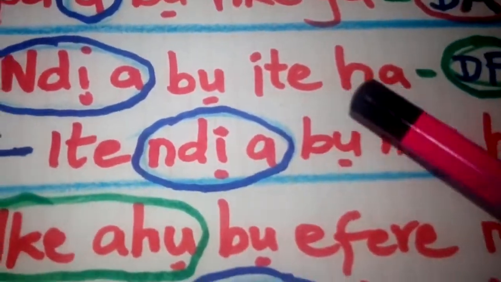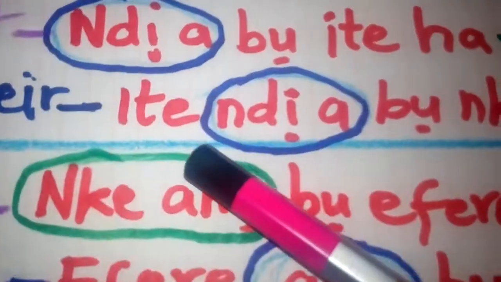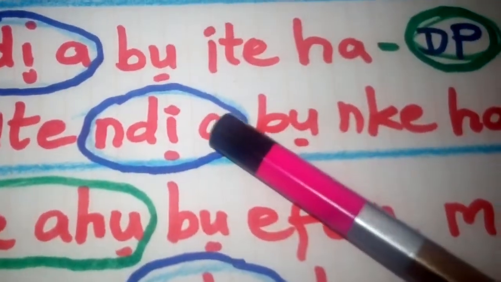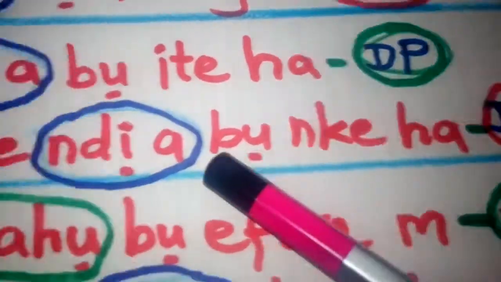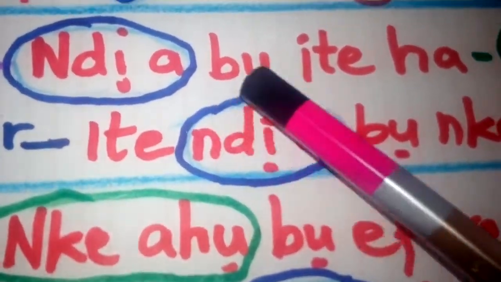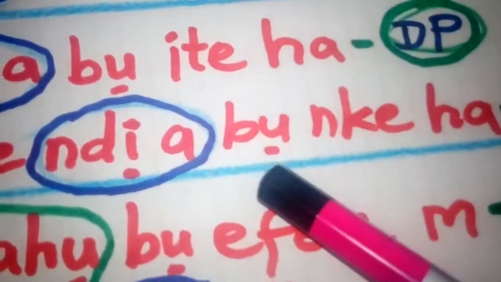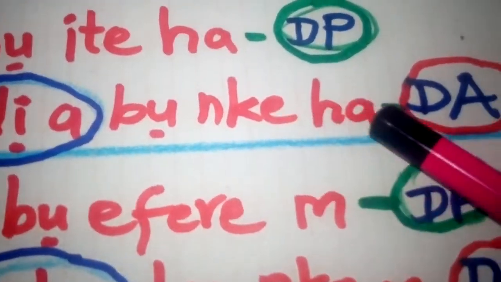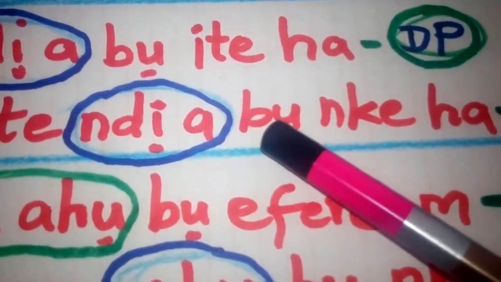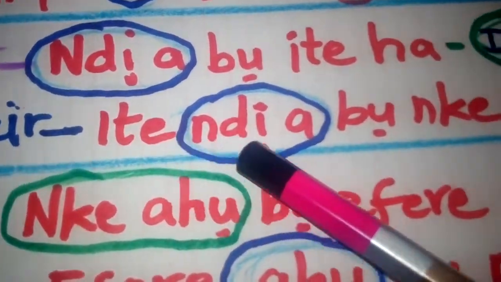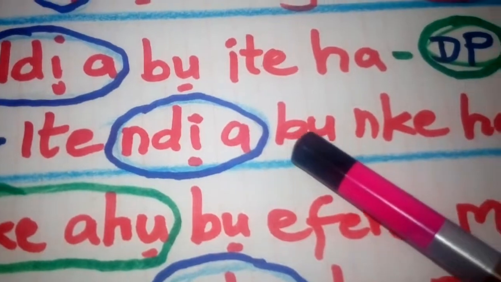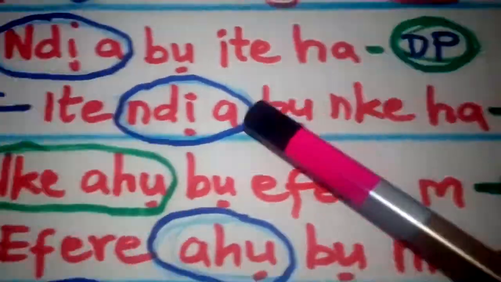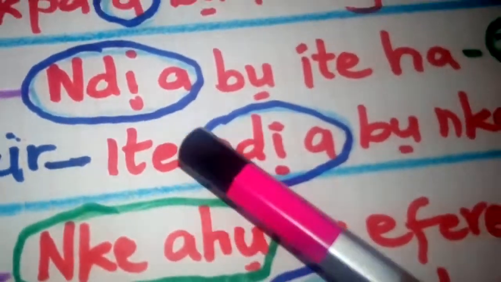Okay, so ite is the noun. Okay, the demonstrative adjective is after the ite, which is the noun. Ndia bo nke ha. Bo is the linking verb here, but it's a demonstrative adjective because of the ite.